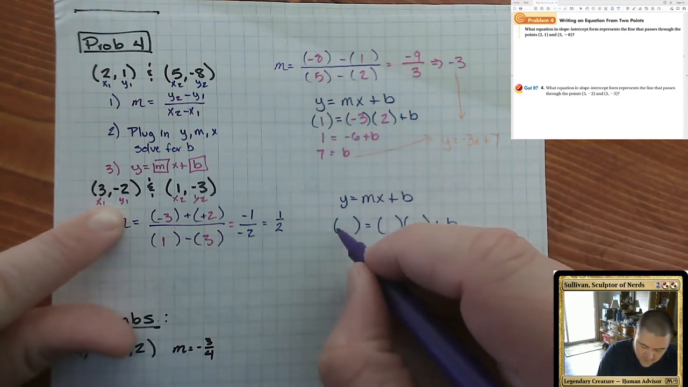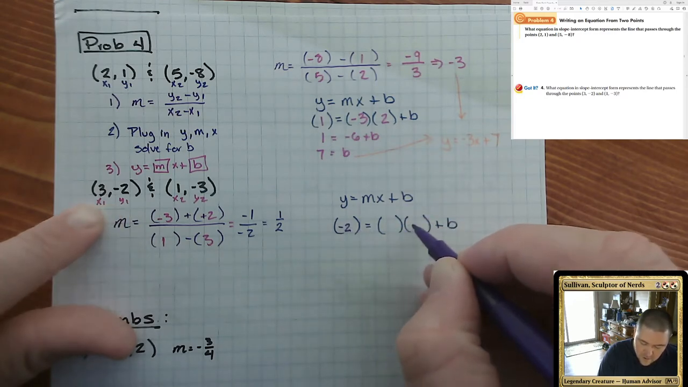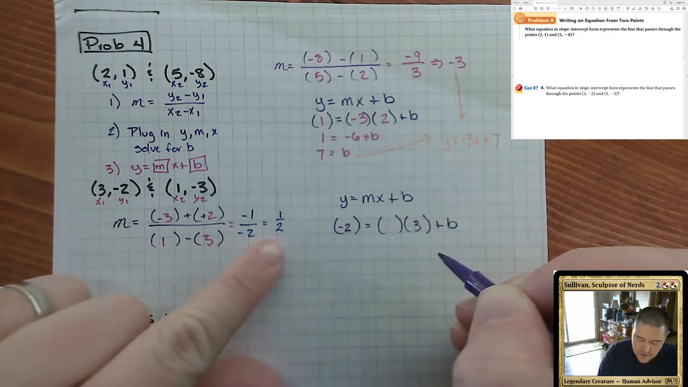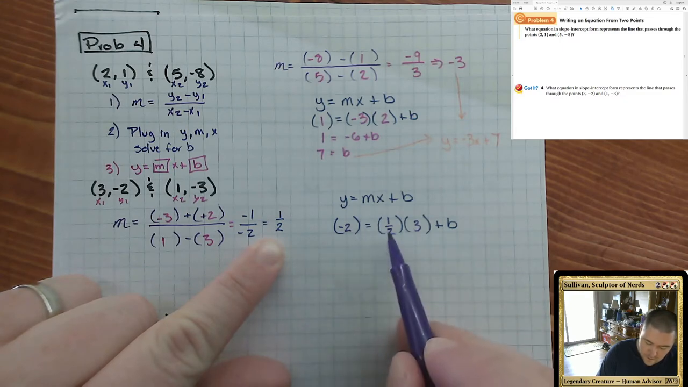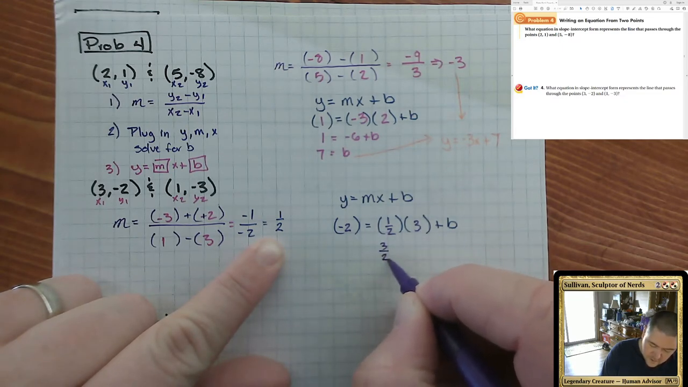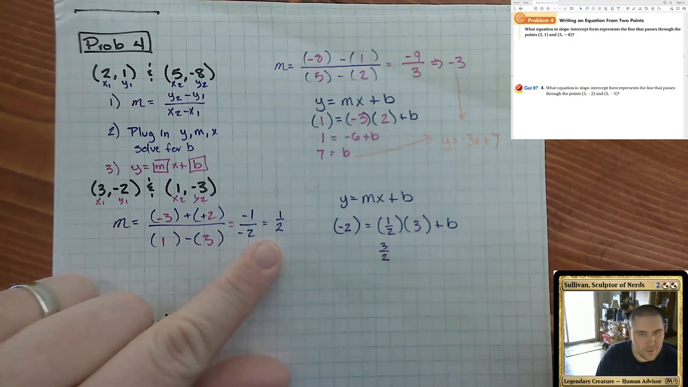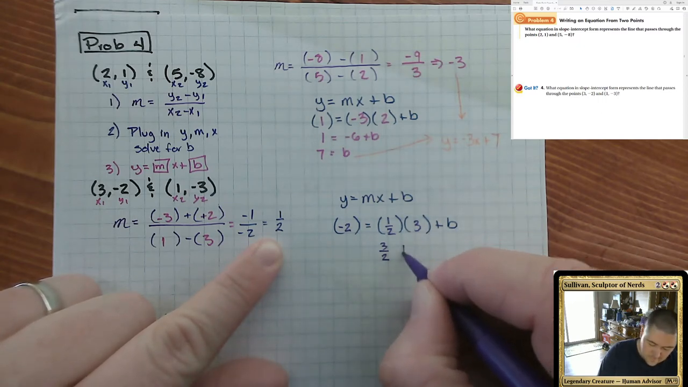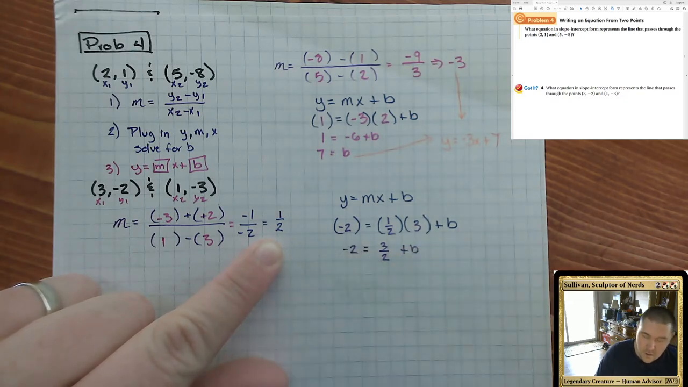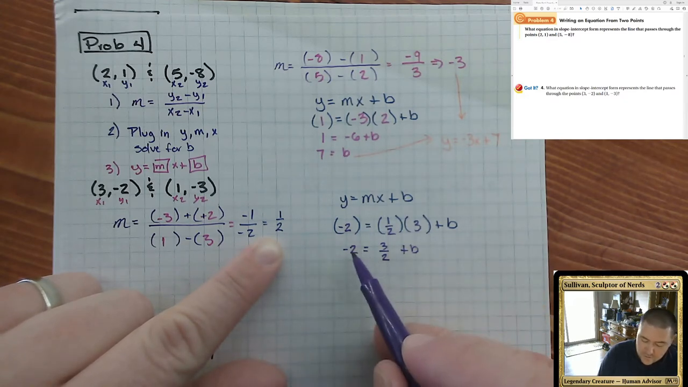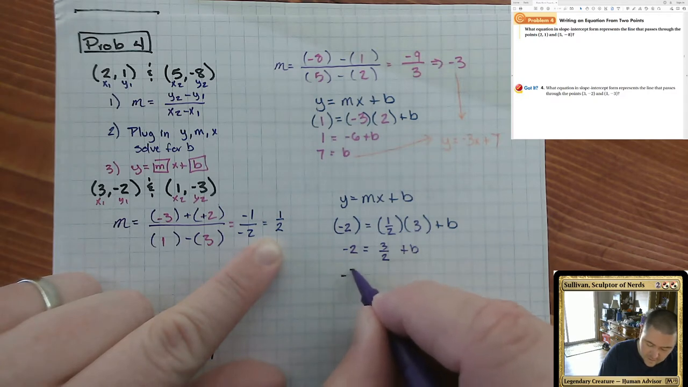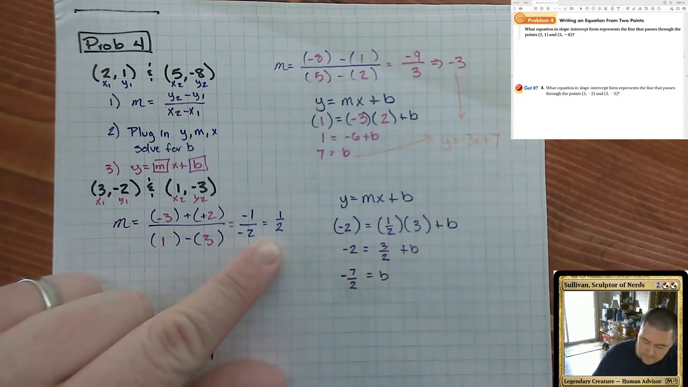I'll choose negative 2 as my y. The x that goes with it is 3, and I just found that my slope was 1 half. Half of 3 is 3 halves. Don't you dare go to decimal land. And then I'll subtract 3 halves. Now, you can get common denominators, old school. You can grab a calculator. I don't really care. But you need to be able to get to, this is negative 4 halves minus 3 halves is a negative 7 halves for b.